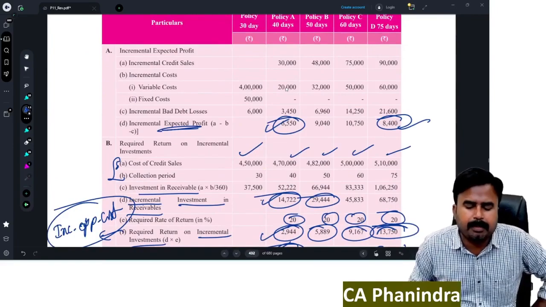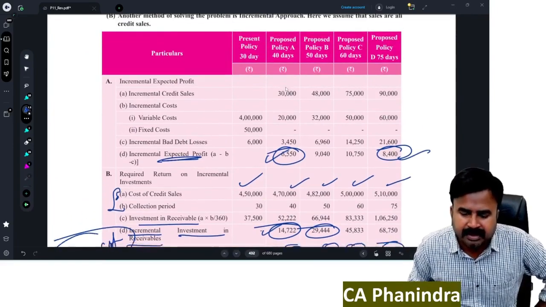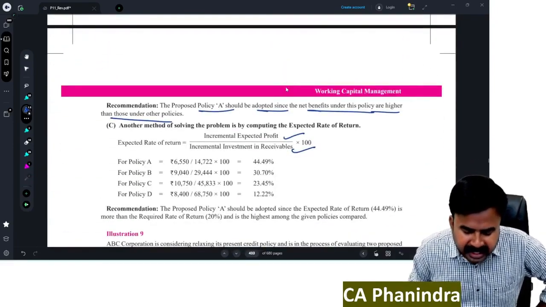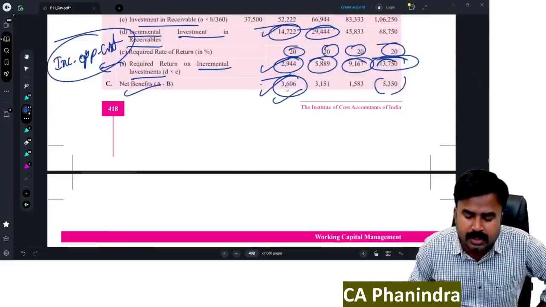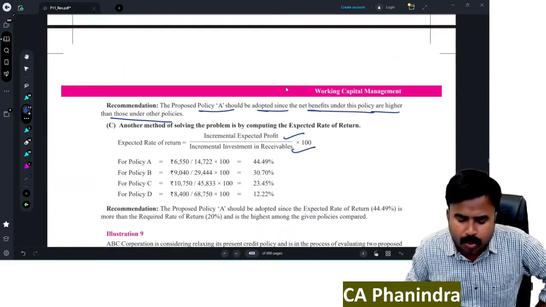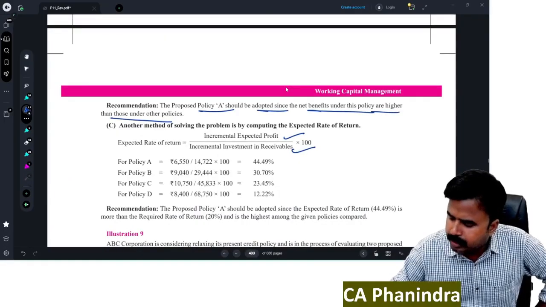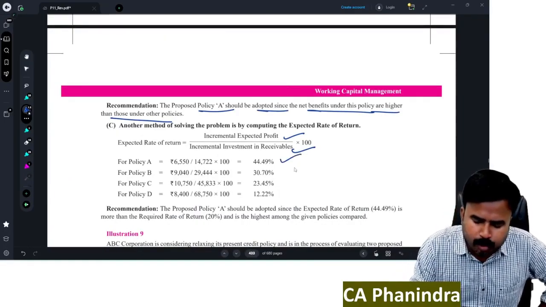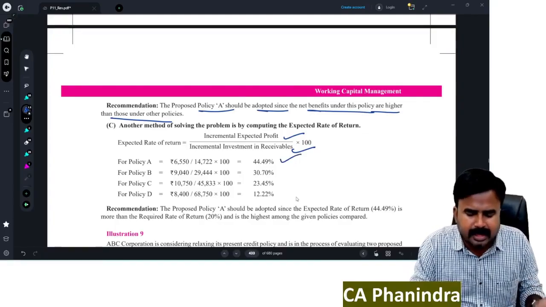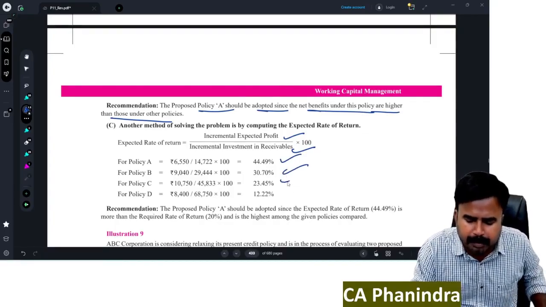6,550 is my incremental expected profit under option A. That is to be divided with what? Incremental investment in receivables, that is 14,722. Just now I told you. So it is 6,550 divided by 14,722. See, that is 44.49%. You have to calculate this expected rate of return for policy B, policy C, policy D also.